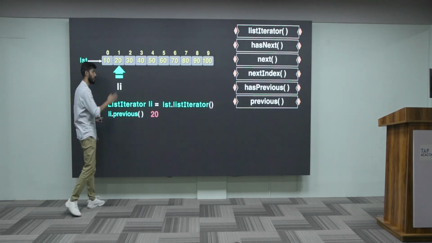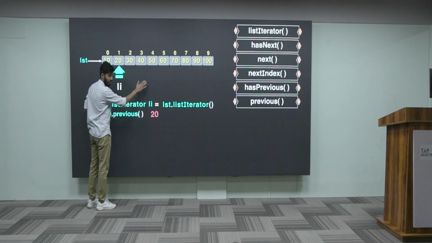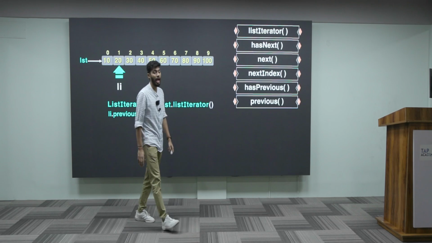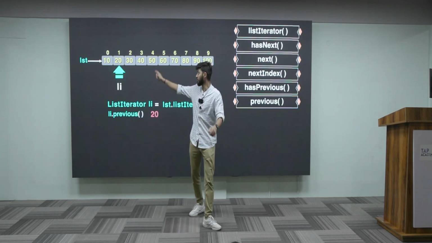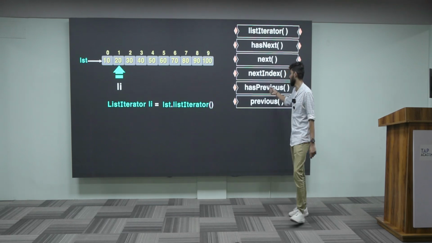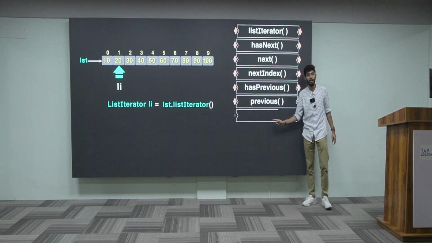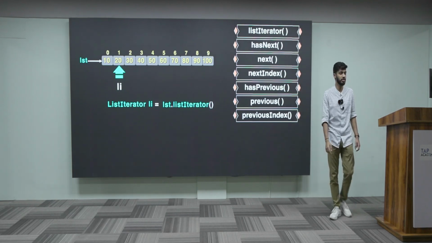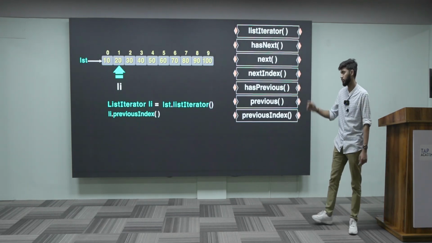So next will move the cursor to the right side. Previous will move the cursor to the left side. Is that clear? Apart from that, if you want the previous index, you can do that as well. How do you do it? Same as next index. You just have to say previous index. If you say previous index, it will give you the previous index. Is that clear?